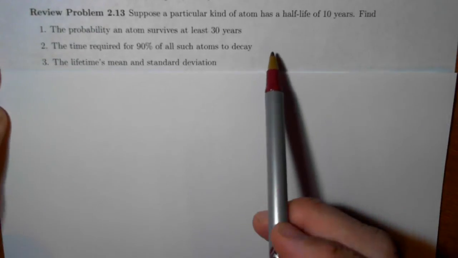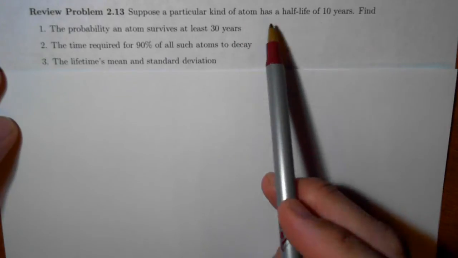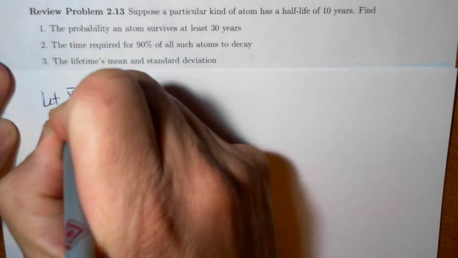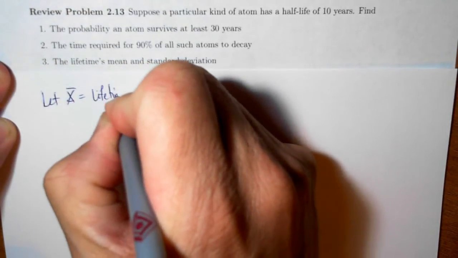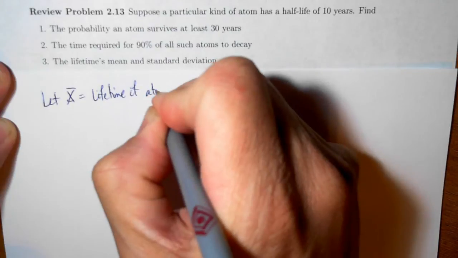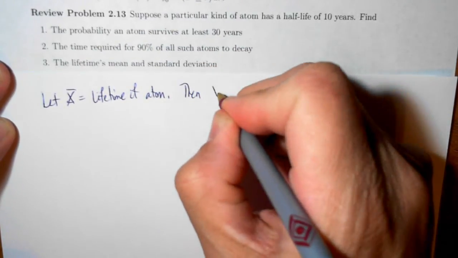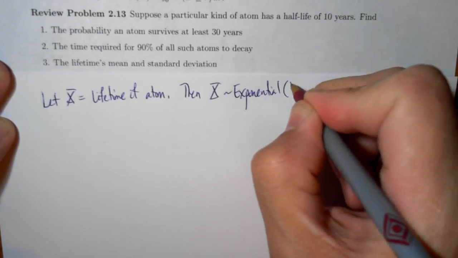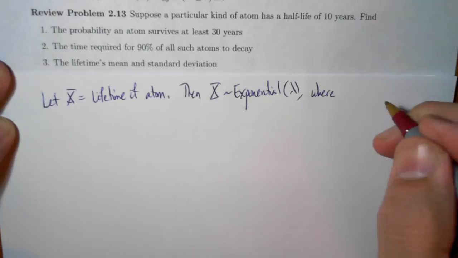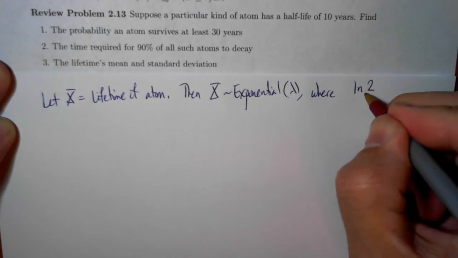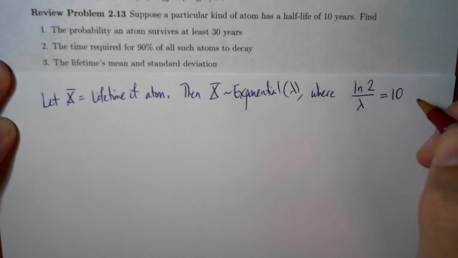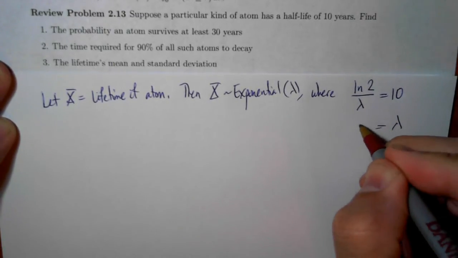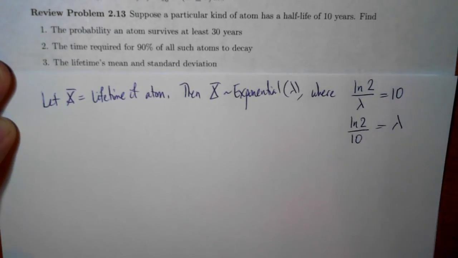Okay, for this preview problem, we're going to take a look at the lifetime of atoms with a half-life of 10 years. So let x be equal to the lifetime of the atom. Then x is going to have an exponential distribution with parameter lambda, where, and we derived this in class, the natural log of 2 divided by lambda is going to be equal to the half-life, 10. And then solving for lambda, we get that lambda is equal to the natural log of 2 divided by 10.